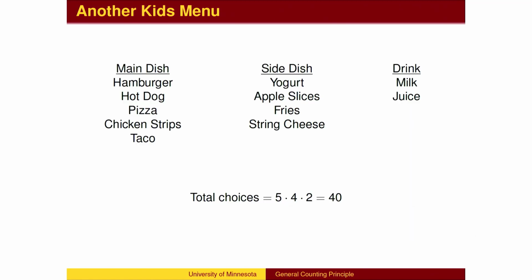Our total choices are 5 times 4 times 2 equals 40 total choices. We could add a 4th choice and the same principle would apply. Just multiply the choices at each stage.